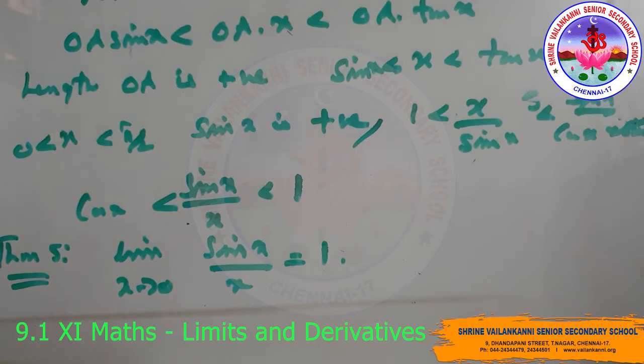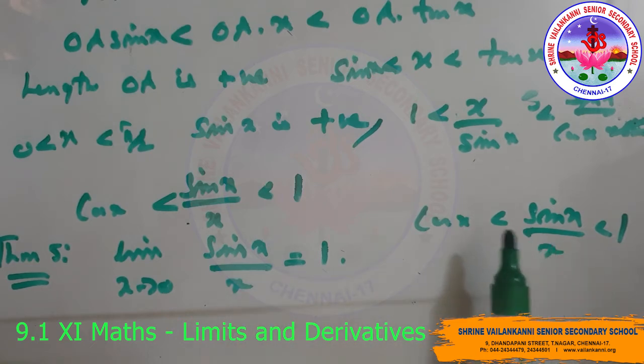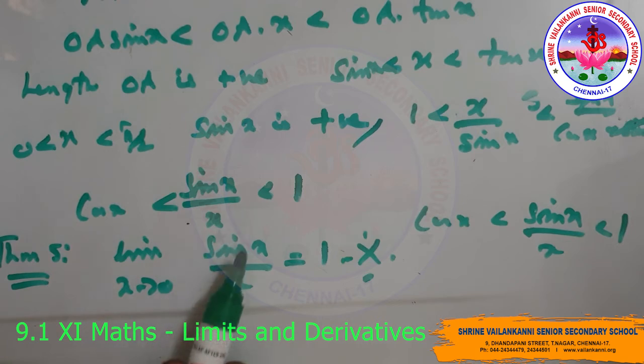This leads to an important result. The two important limits, theorem 5: limit x tends to 0, sin x by x, which is equal to 1. So the inequality here, cos x less than sin x by x less than 1, for x lies between 0 and pi by 2. It says that the function sin x by x is sandwiched between the function cos x and the constant function which takes value 1. So which is an important result.